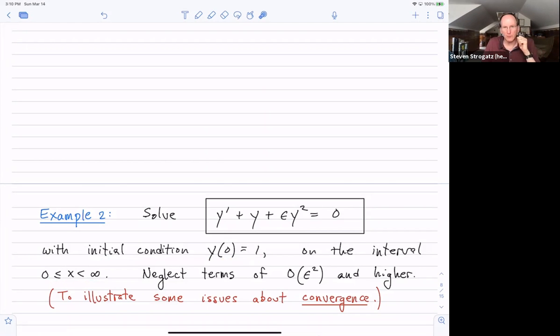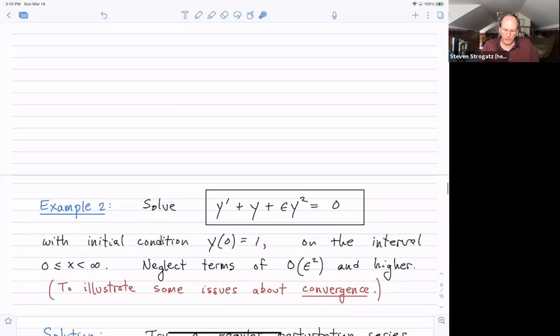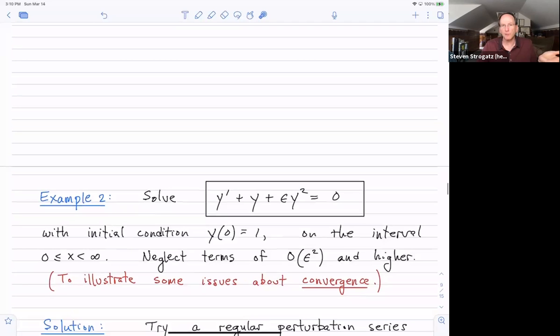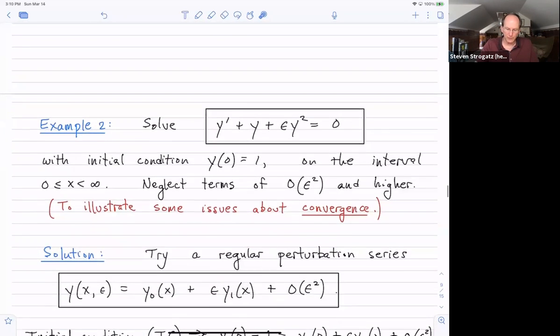As before, I'm going to neglect the order epsilon squared terms. And I just want to focus on these theoretical points about convergence and also about something called uniformly valid solution. That's an idea we're building up to. What does that mean? All right, so we could grind out the solution to this very similarly to what we just did with the projectile problem. And so I'm going to kind of blaze through it.